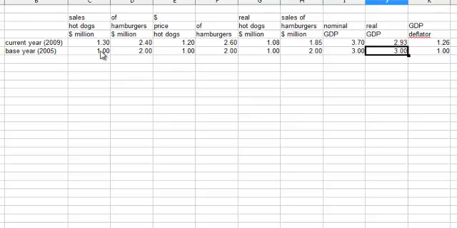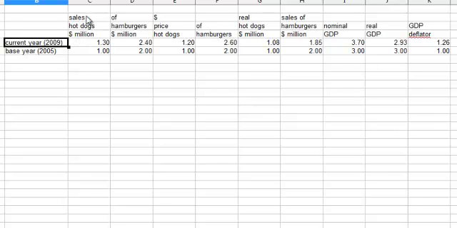The nominal sales of hot dogs are the same as the real sales of hot dogs by definition. Nominal sales of hamburgers are the same as real sales by definition. So the base year we set nominal and real equal, and then we track price changes in order to adjust the current year sales for price changes to get to real, and that's what I'm going to kind of walk through in this spreadsheet.